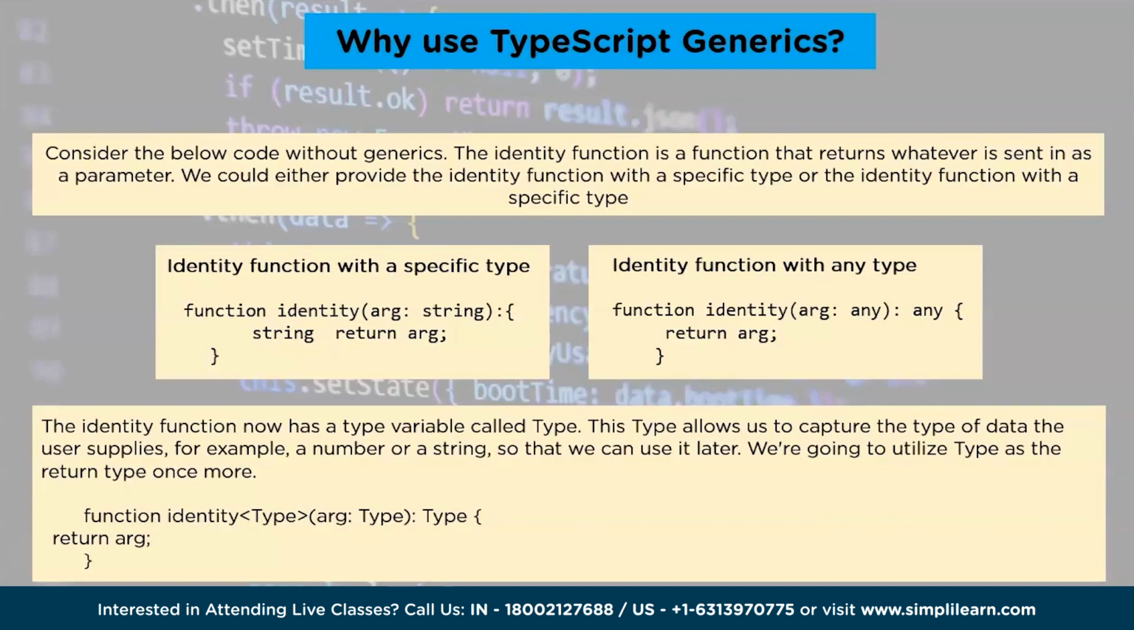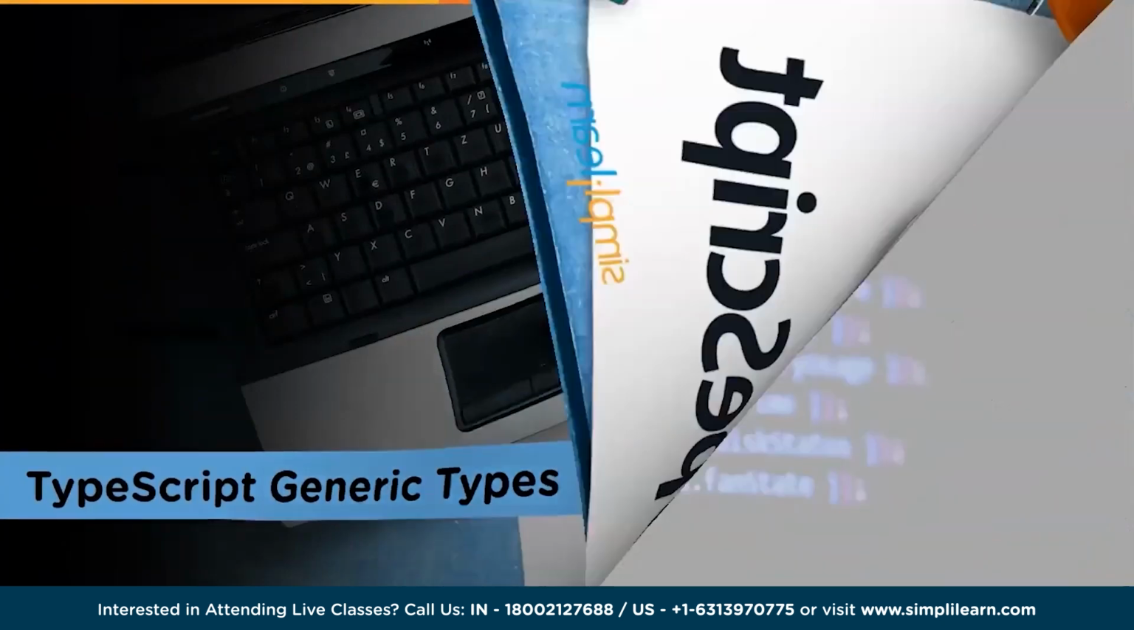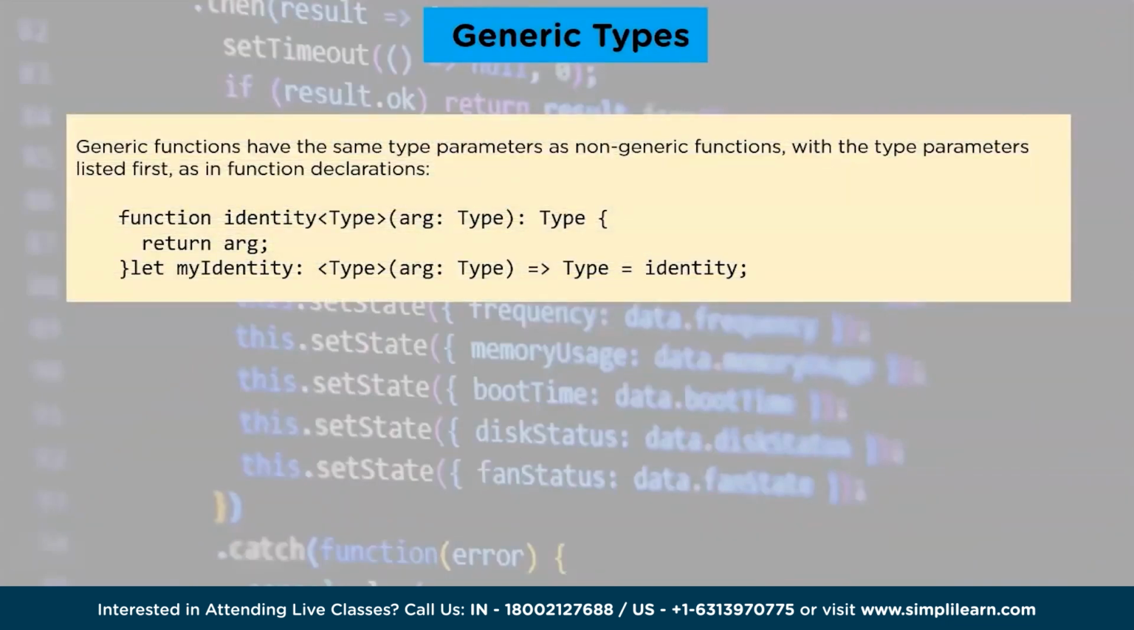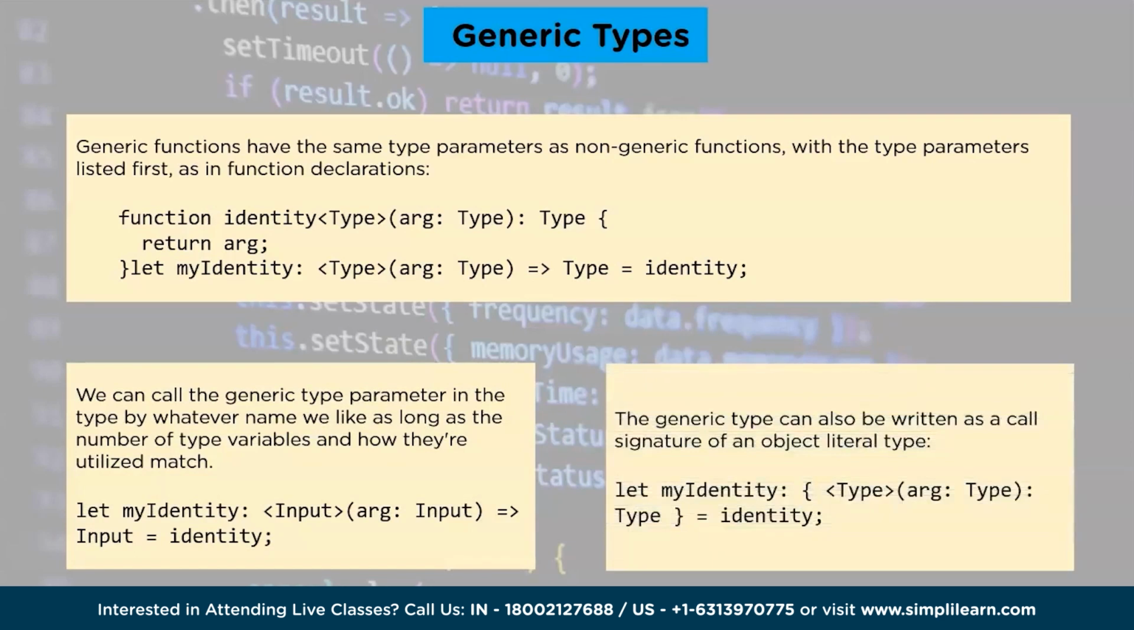We can use two methods to invoke the generic identity function after writing it. One method is to pass all the parameters to the function, including the type argument. The other method is to utilize type argument inference. Now let us look at the TypeScript generic types. Generic functions have the same type parameters as non-generic functions, with the type parameters listed first, as in function declarations. We can call the generic type parameter in the type by whatever name we like, as long as the number of type variables and how they are utilized match. The generic type can also be written as a call signature of an object literal type.